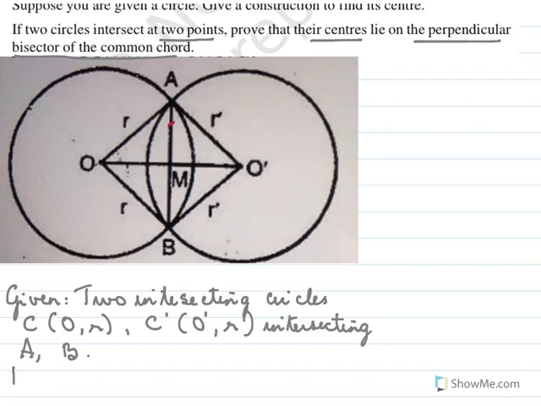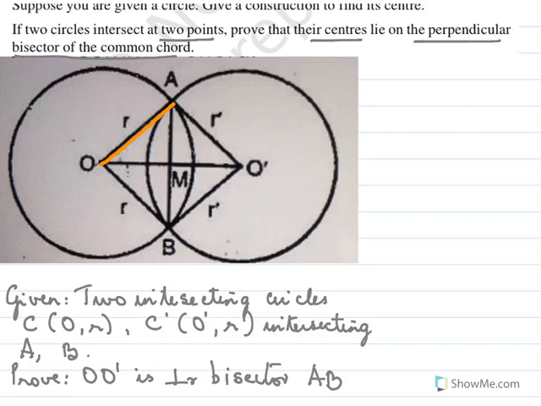Now we need to prove that the line segment joining their centers, OO dash, is the perpendicular bisector of the common chord, and the common chord here is AB. So we have to show it is a perpendicular bisector of AB. This sum is done in two parts.